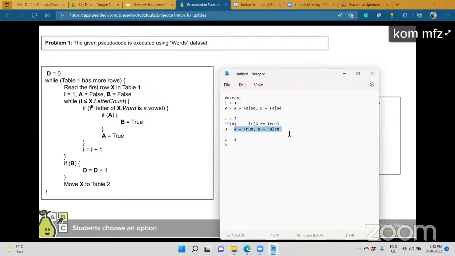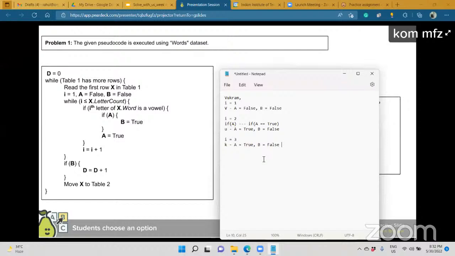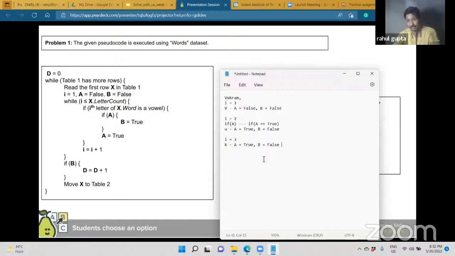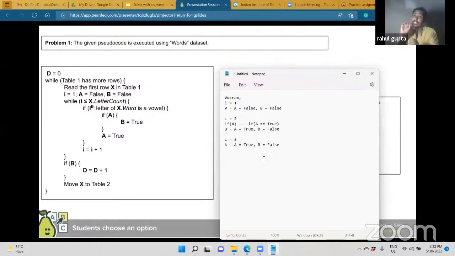Someone was asking me to repeat it. So see, when I saw the consonant after the vowel, I did not change A to false. This means A is already true. Once it is true, it is always true for that whole word. For the whole word, it is only saying that the word is having a vowel. Whether there is another vowel or not, it doesn't matter.